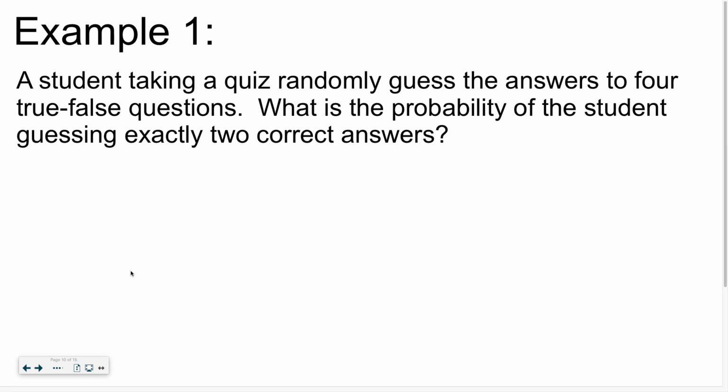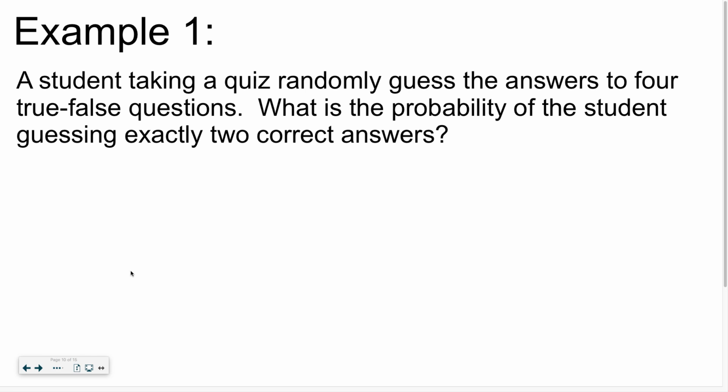0.5. No. Incorrect. 0.5 is very unlikely. 1/4. Well, let's figure this out with basic probability. So what do we need in order to do probability? The total number of outcomes. So help me out. How many total outcomes are there when answering a true-false question?